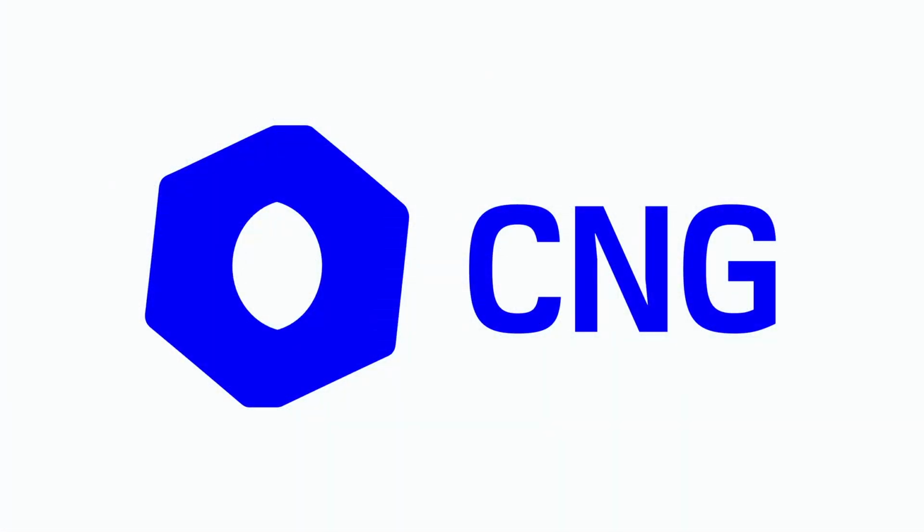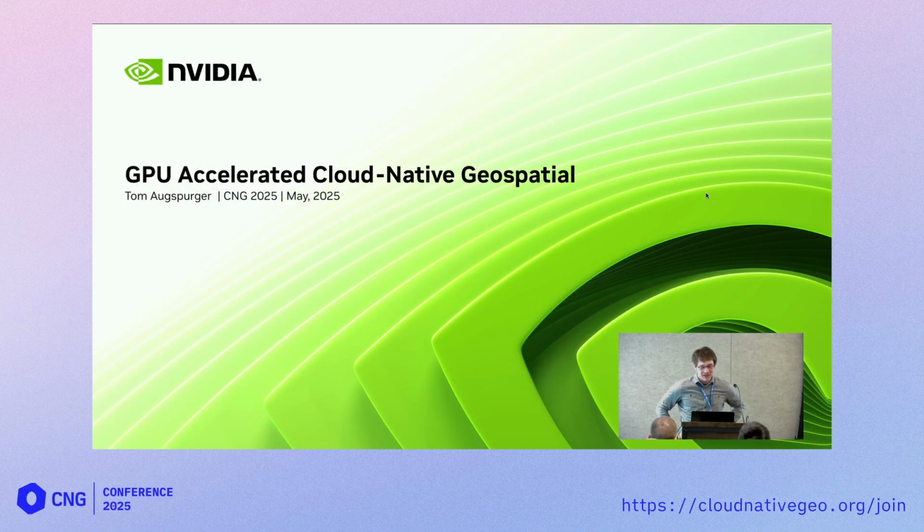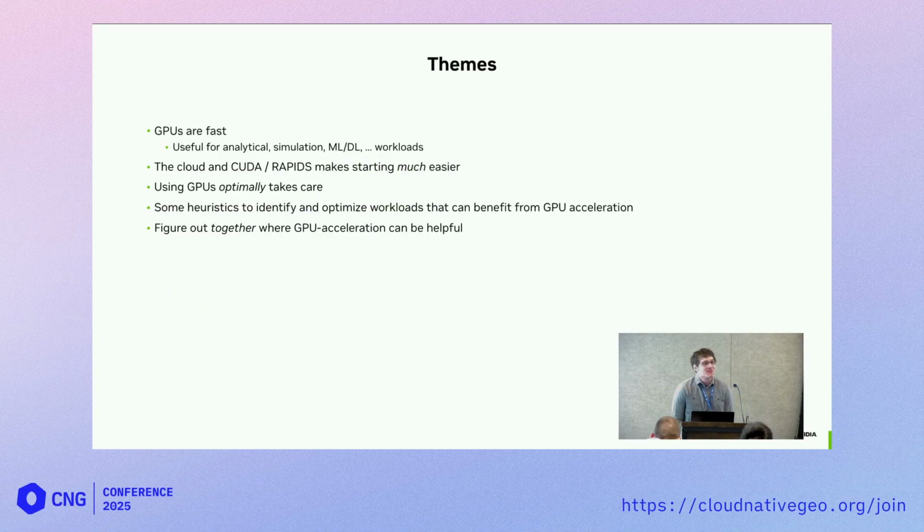My name's Tom Augspurger, talking today about GPU-accelerated cloud-native geospatial. Bit of a mouthful. Cool, so a few themes to keep in mind in the back of your head as we go through today. First of all, GPUs are very fast, astoundingly fast.